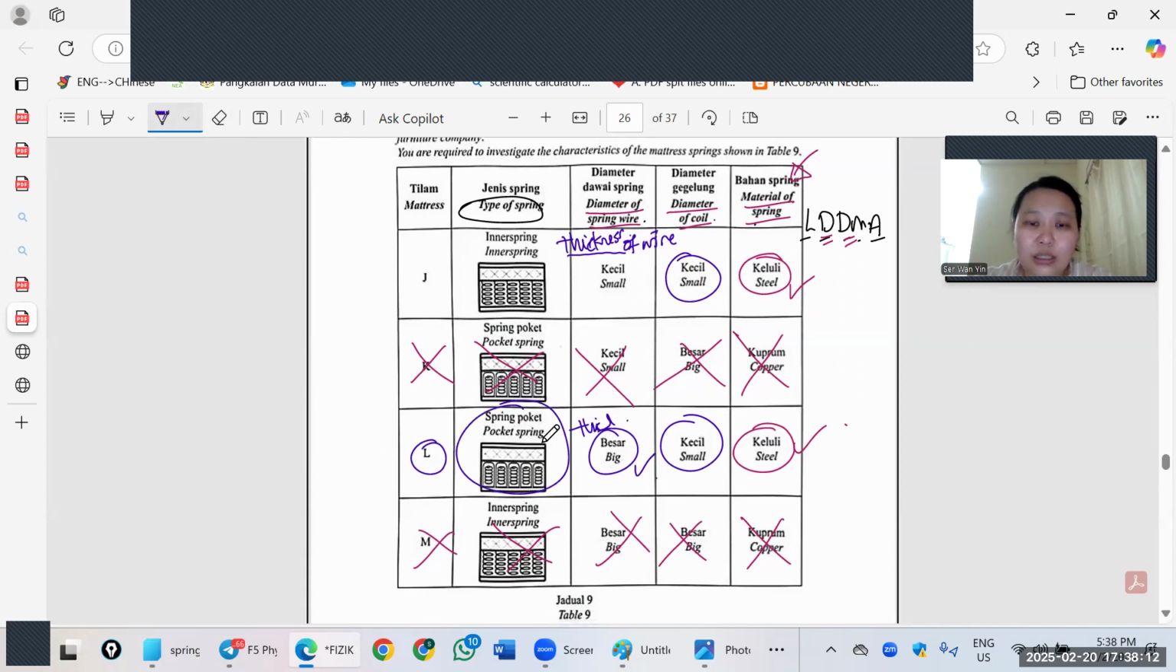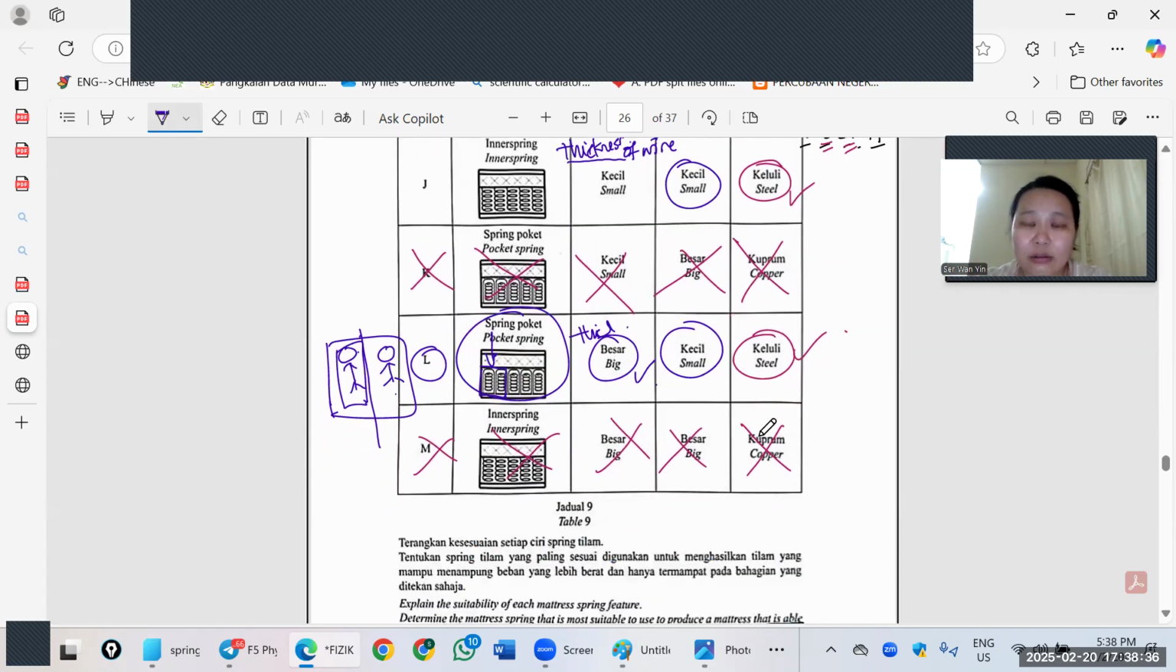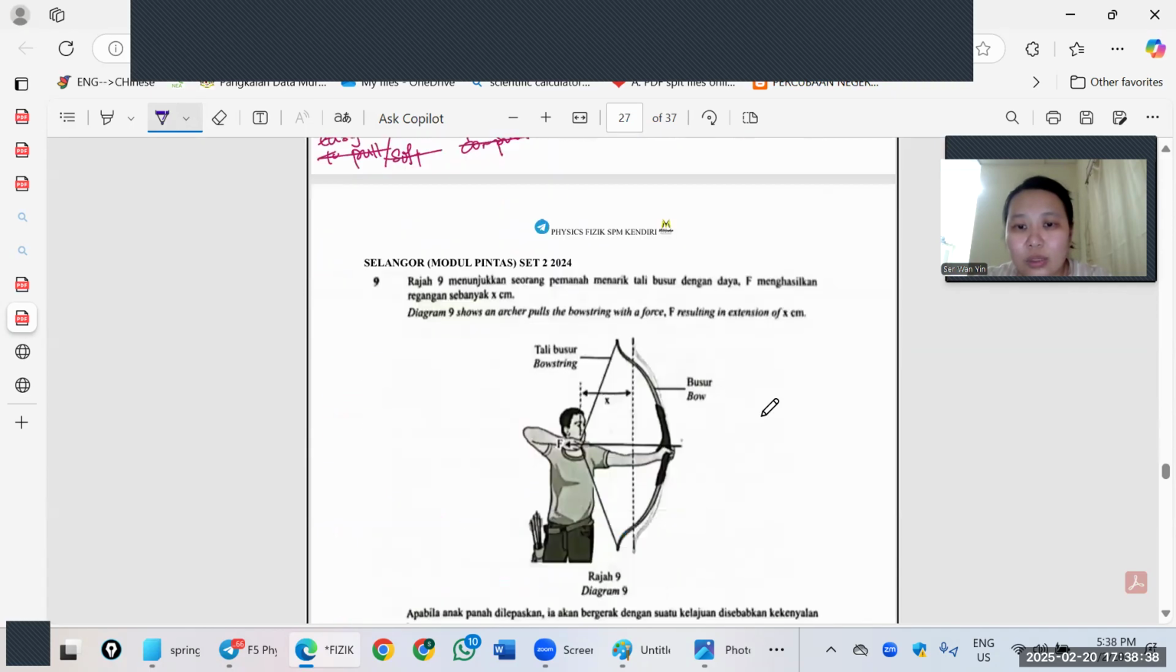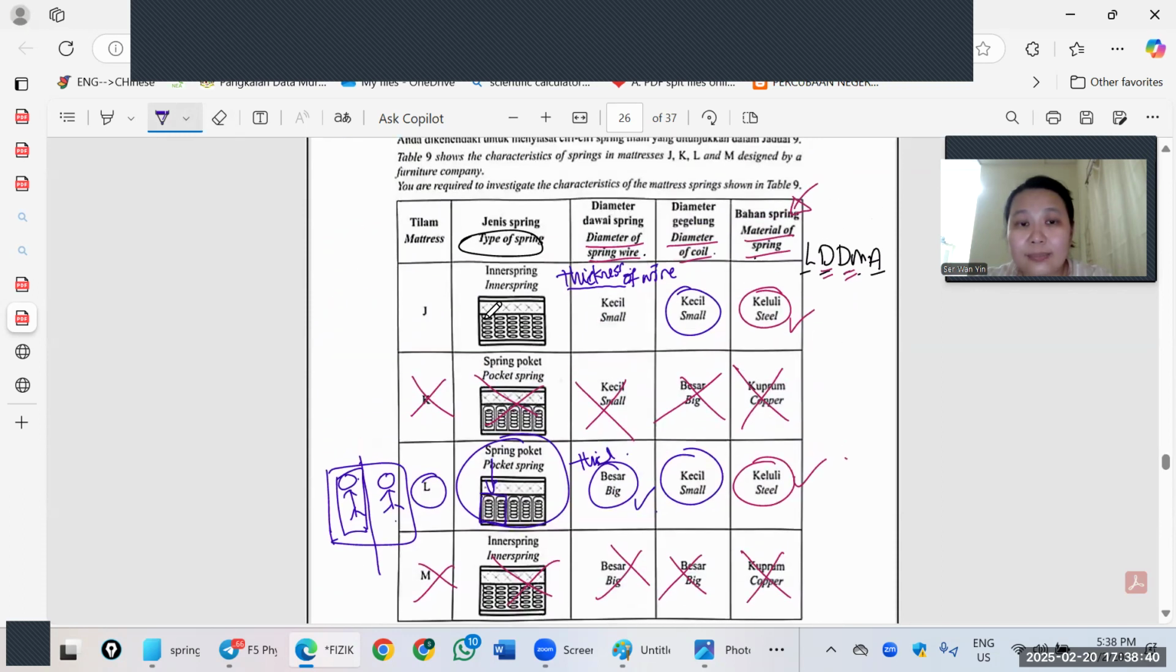because with pocket spring, when you compress here, this part won't dent. So if this is a queen size bed and one person gets up, all of the springs are independent, so only this part will compress, this part not. So they won't affect each other. Okay, so you can try this one.